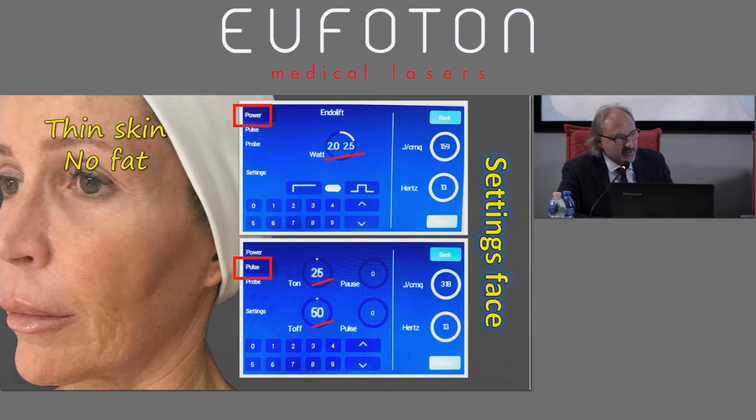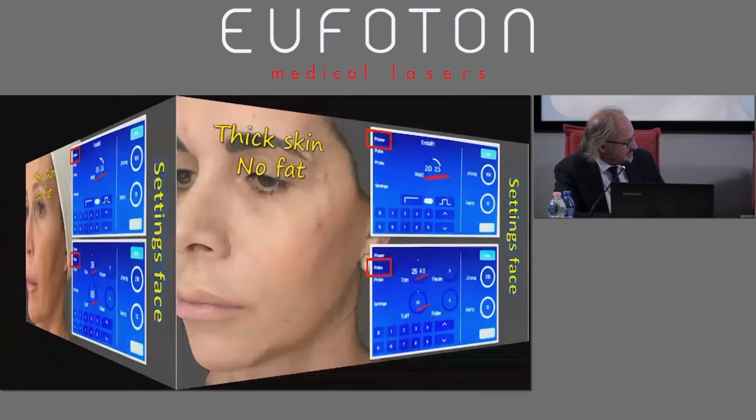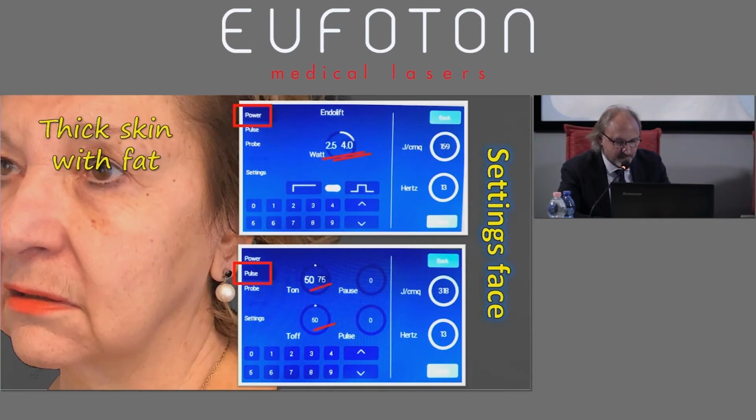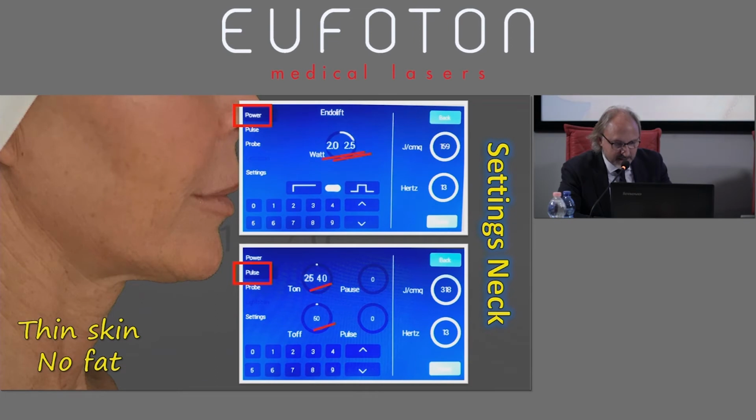So the presence of fat affects the target to achieve. Robbie, you agree? Do you want to elaborate on this? Okay, good, perfect. Now we switch to the neck. The same applies. That's something we would agree with Dinka on. You're going to change the setting according to the area.